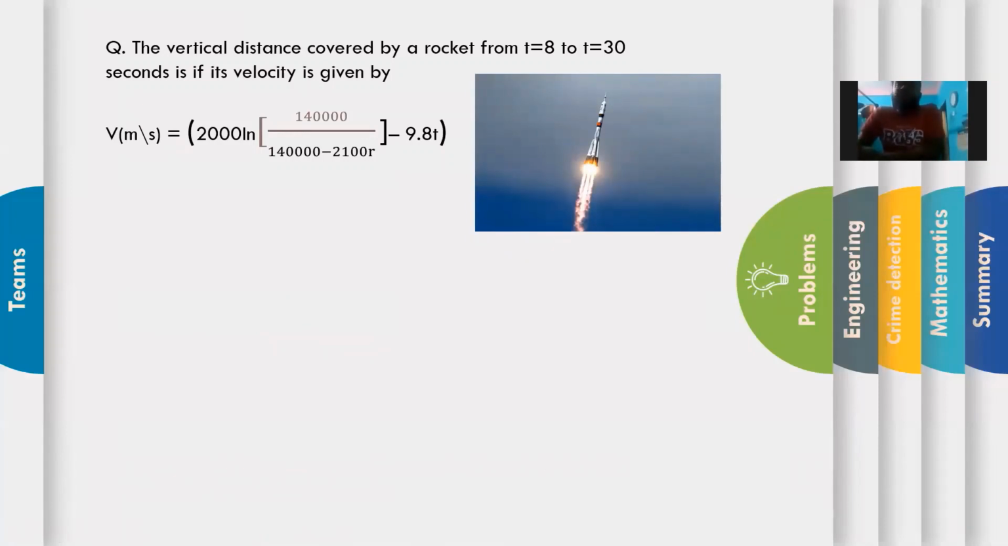My team members have shown you so far several aspects of the application of numerical methods. Now in this part, I will show you some real life problems in numerical methods. To serve that purpose, I will take two examples. The first one is, as you can see on the screen, I can read it: the vertical distance covered by the rocket from time t equals 8 to time t equals 30 seconds, if its velocity is given by, as you can see, the velocity is given.